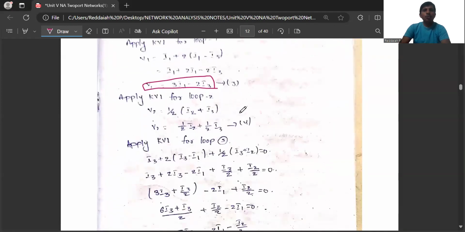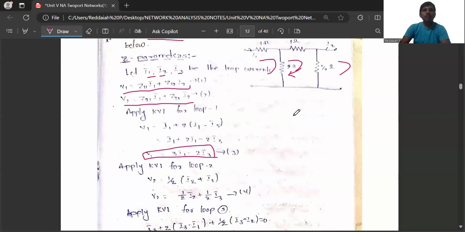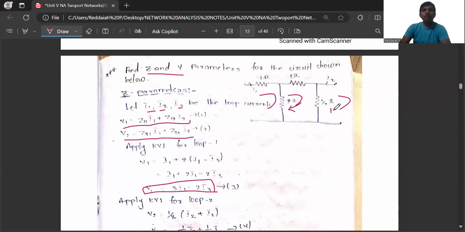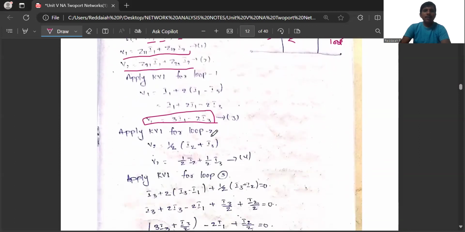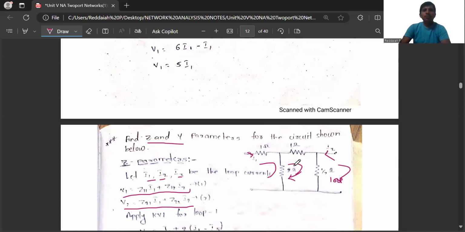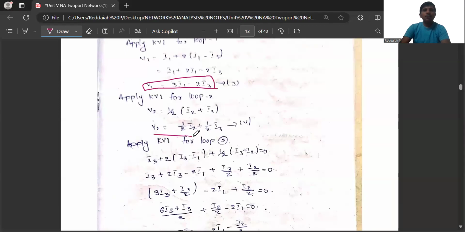Apply KVL for loop 2. If you apply KVL for loop 2, there is no voltage source, voltage source becomes 0. Assume that it is loop 2, current is I2, and the other current is I1. Apply KVL for loop 2: V2 equal to 1 by 2 (I2 plus I3). Those two currents are in the same direction, I1 plus I2 plus I3. V2 equal to 2I1 plus 2I3. You can write one equation.